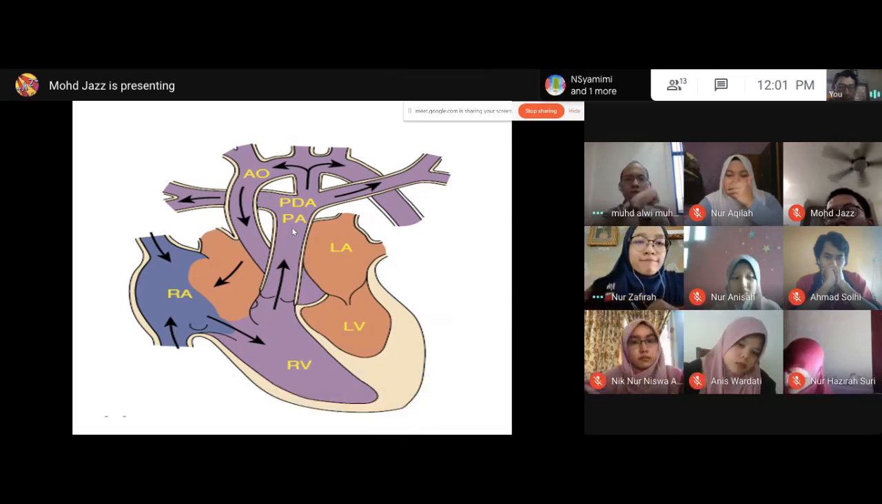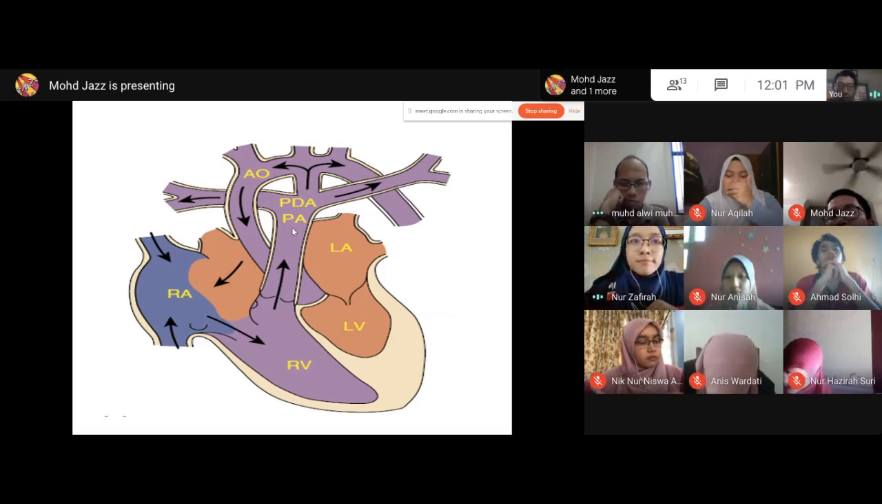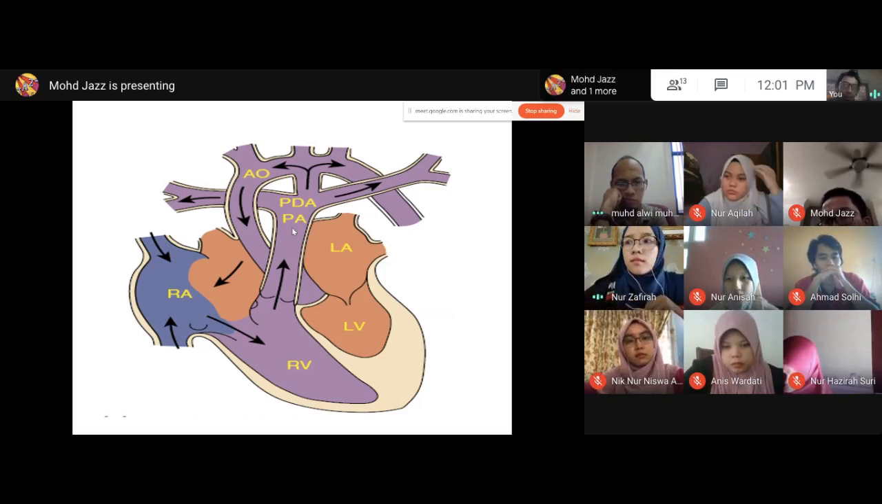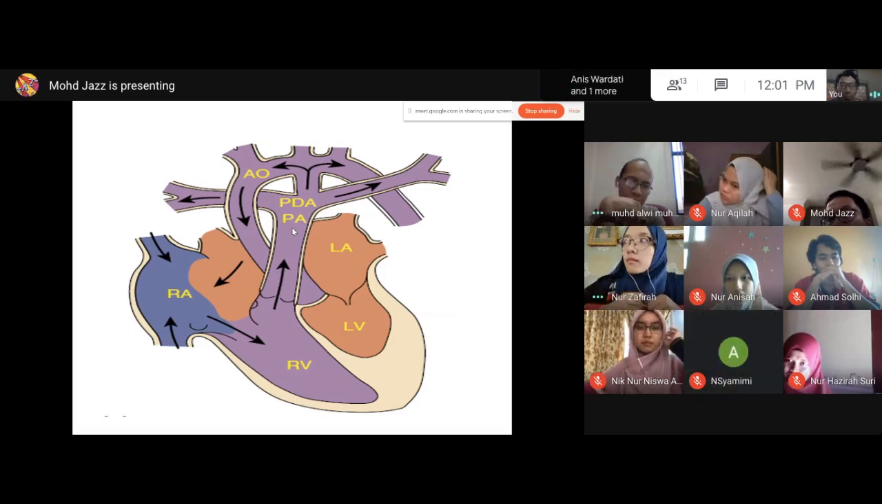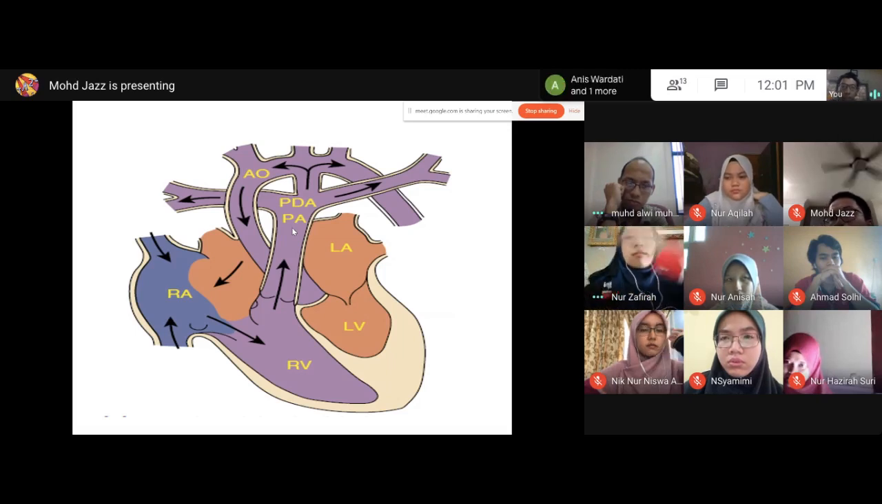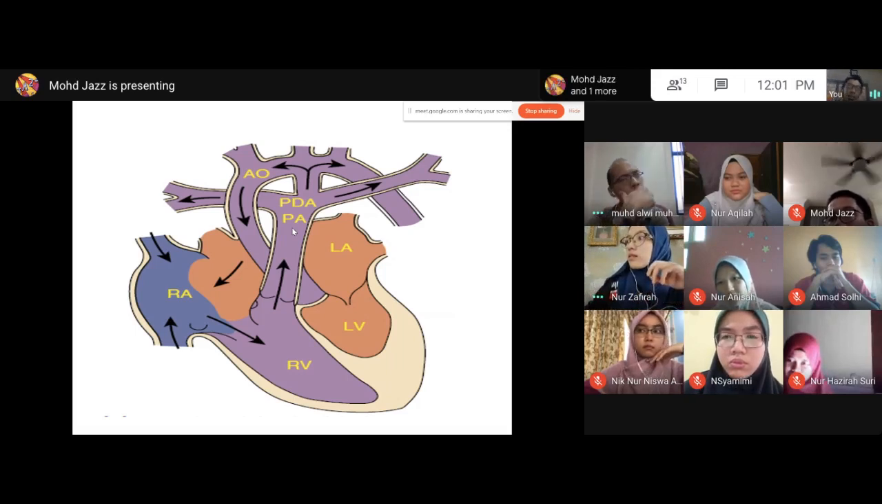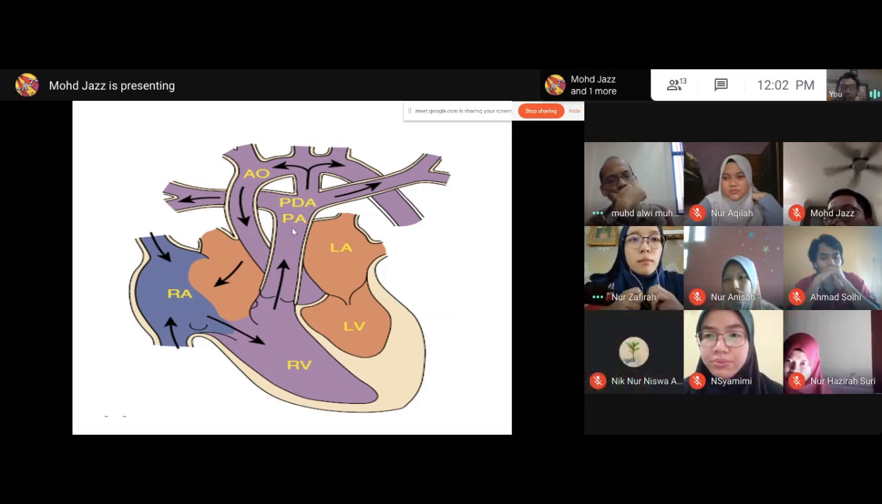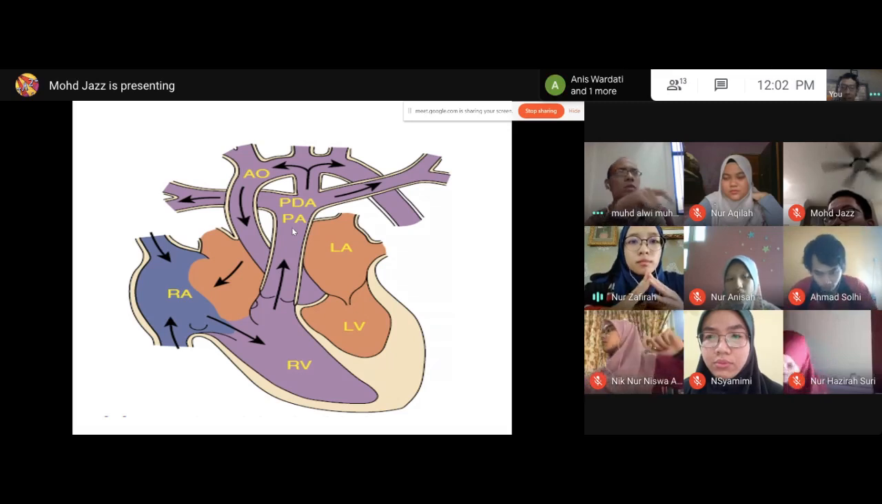With regards to the transposition of great arteries, my question is in relation to the L, the congenitally corrected TGA. I'm confused because Nelson mentioned that there will be some ECG changes, in particular the abnormal P wave, absence of Q wave in V6, pathological Q wave in lead 3, AVR and AVF, and also an upright T wave across the precordium. I cannot understand why these manifestations occur.